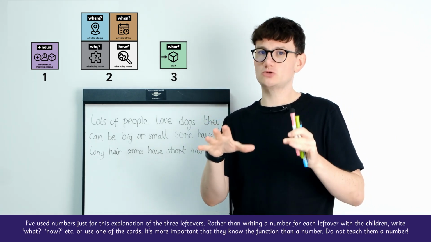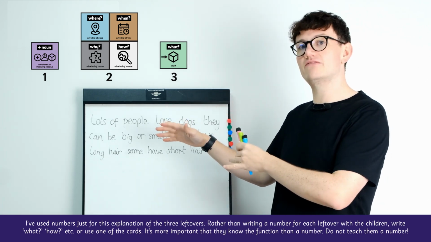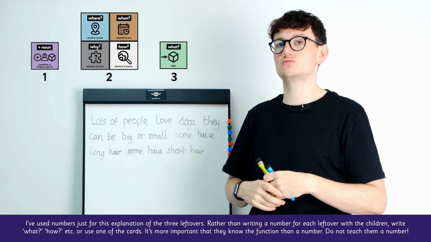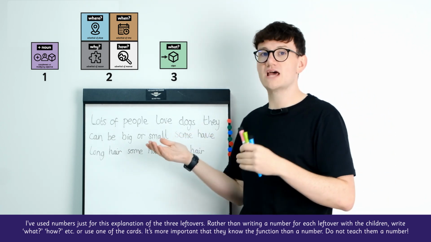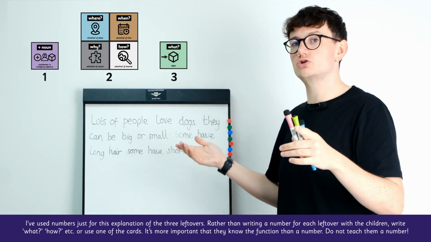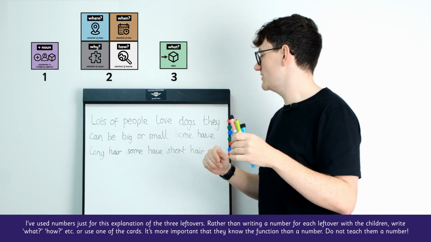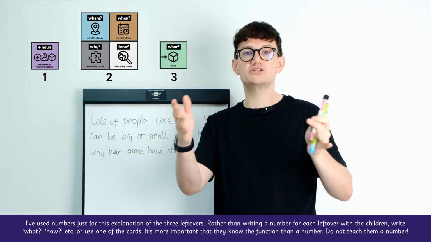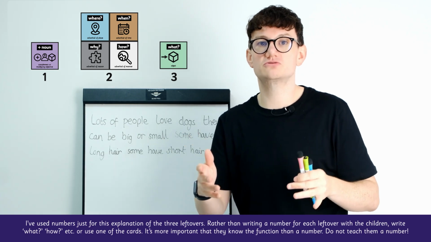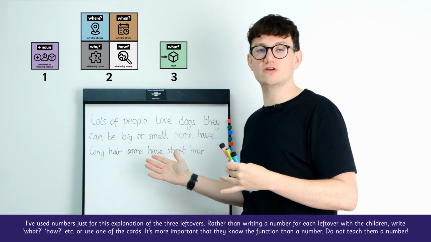It's best to do a non-chron after you've taught this unit because it's very statement heavy, which means you can really identify those subjects and verbs really easily. So let's take a look at the examples on the board and I'm going to show you how we would use this. So we've got lots of people love dogs. They can be big or small. Some have long hair, some have short hair. So let's imagine we are doing a little project with the children on dogs and we've collected some ideas together and we've just written this on the board.